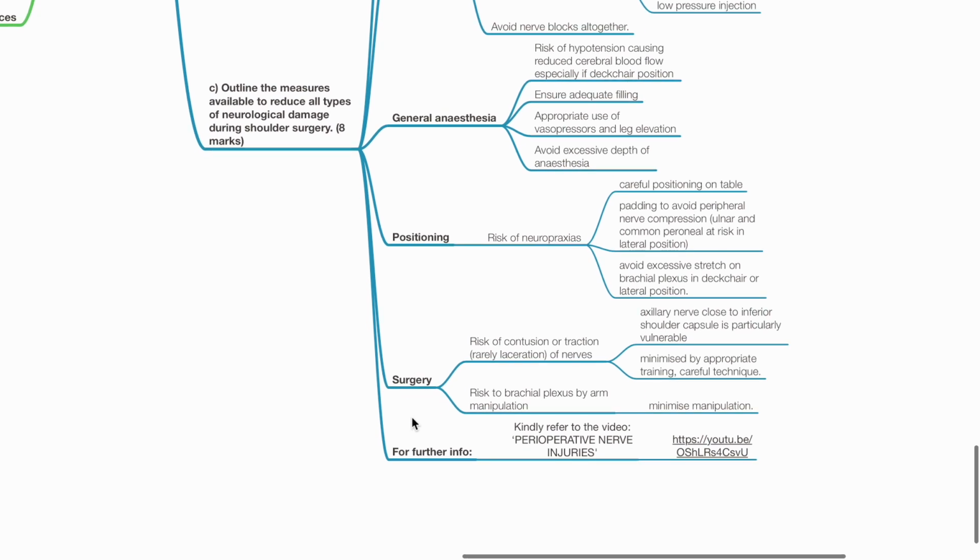Surgery: risk of contusion or traction and laceration of nerves. The axillary nerve is close to the inferior shoulder capsule and is particularly vulnerable. This is minimized by appropriate training and careful technique. Risk of brachial plexus injury by arm manipulation. Minimize manipulation of the arm. For further information, kindly refer to the video Perioperative Nerve Injuries.